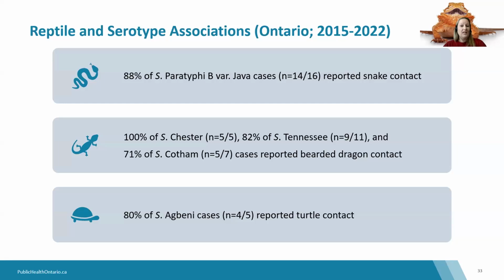So looking more closely at the reptile types reported by cases of each serotype, there also appeared to be some associations between serotype and reptile type. So there were 16 human cases of Salmonella paratyphi biovariant Java in our data set. Almost 90% of these reported contact with a snake. All of the Salmonella Chester cases, most of those with Salmonella caudum and Salmonella Tennessee specifically reported a bearded dragon, and 4 of 5 Salmonella agbeni cases reported contact with a turtle. Looking at the literature, these associations do appear to be plausible, as there have been known outbreaks in Canada, the United States, or elsewhere, specifically associated with each of these reptile and serotype combinations.